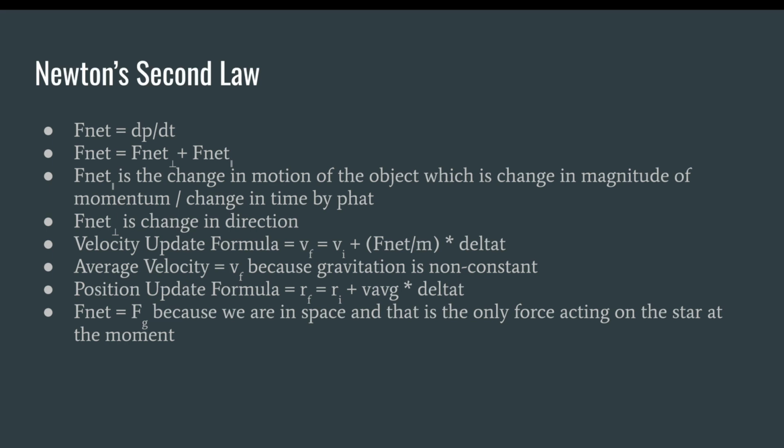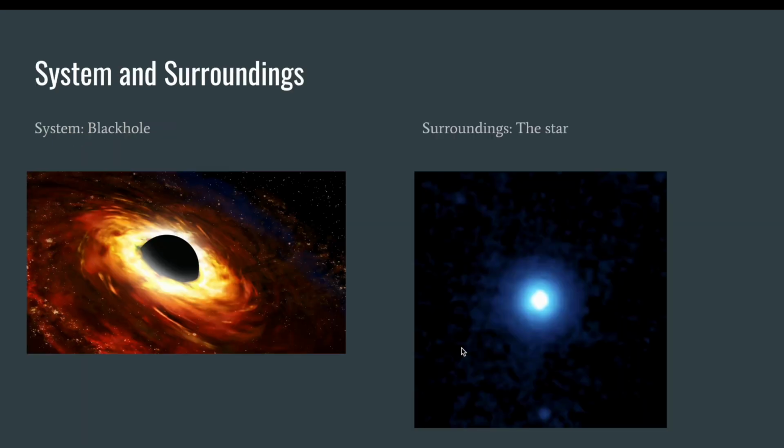The velocity update formula that I use is Vf is equal to Vi plus Fnet divided by m times delta t, and the average velocity is the final velocity because gravitation is a non-constant force. The position update formula that I use is Rf, or the final position, is equal to the initial position plus the average velocity times delta t, and Fnet is equal to Fg because we're in space and that's the only force acting upon the star at the moment.